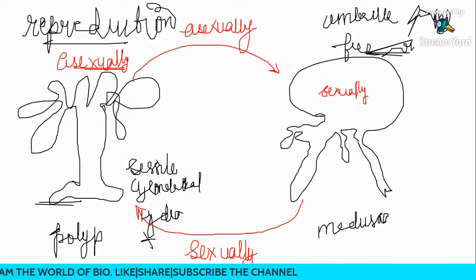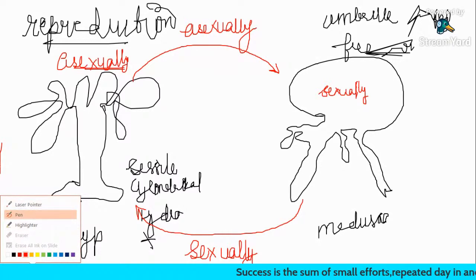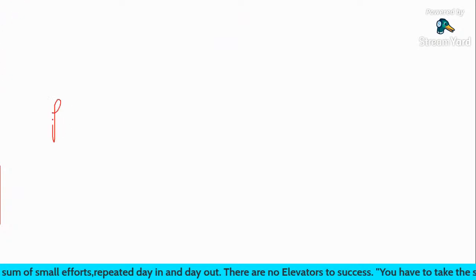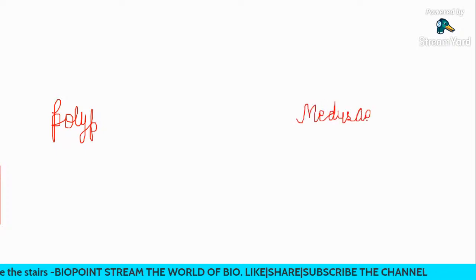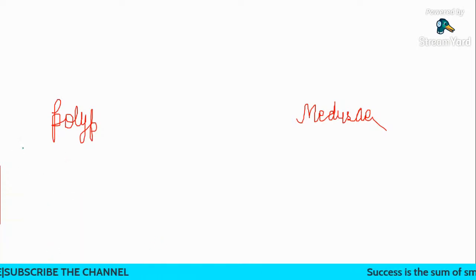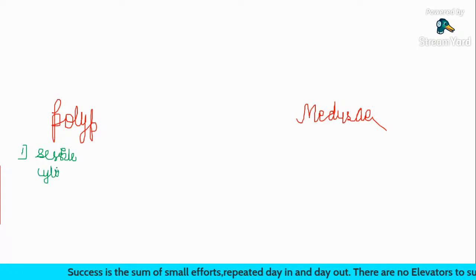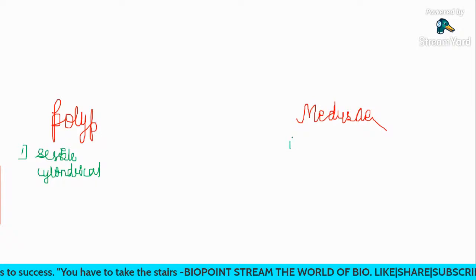Is this clear? So guys, this is a table which you have to study. Polyp and the other form is medusae. This is the only difficult portion which we are dealing with in today's class. First of all, let us distinguish between the two. Polyp is a sessile, cylindrical form of organism. If you want me to repeat, please tell, I'll repeat it.